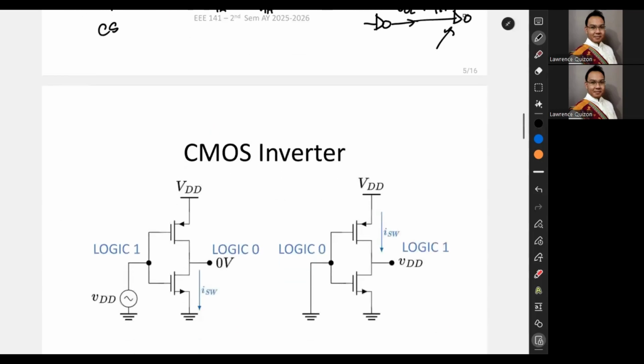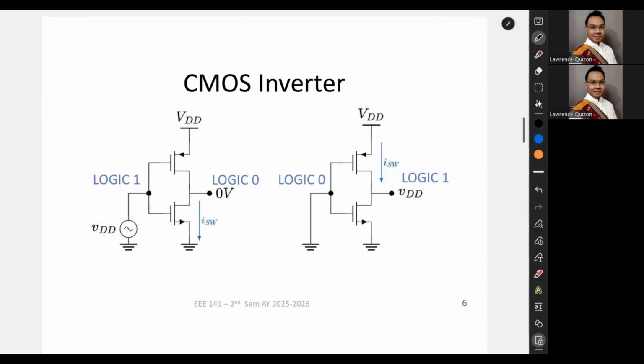Okay? So, introducing, finally, the most common logic family nowadays, the CMOS. The C here stands for complementary, meaning we use both the PMOS and the NMOS. So what happens in a CMOS? Let's say, for example, that we have this circuit and we put in a VDD as the input. What happens is that the NMOS is on but the PMOS is not on.